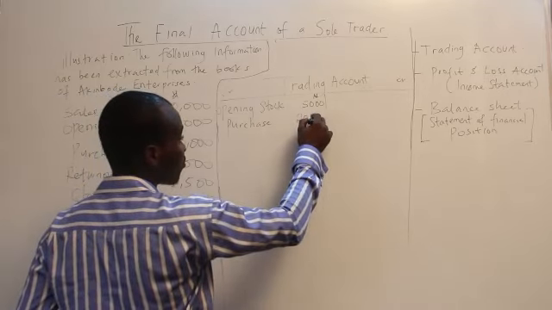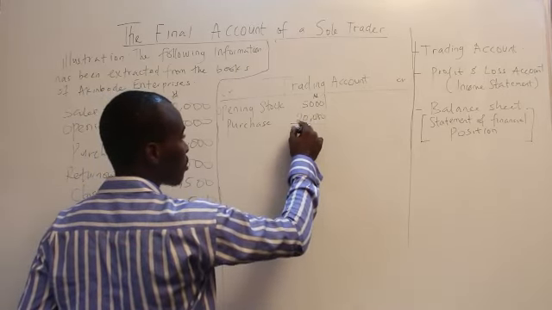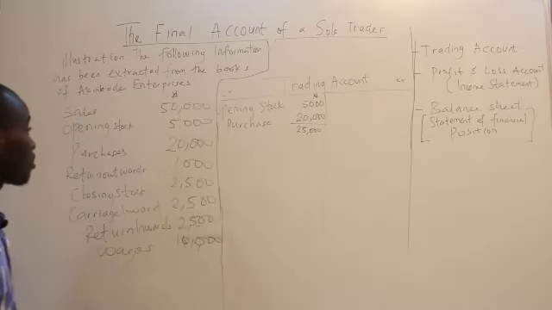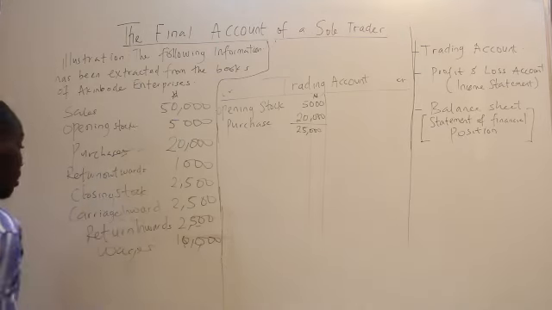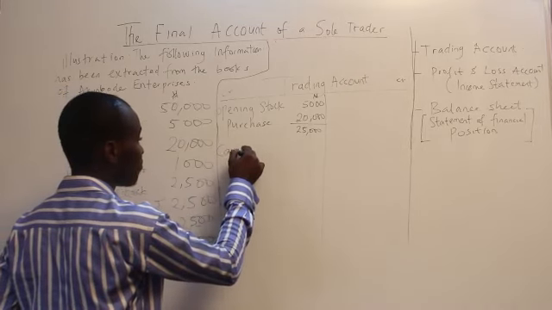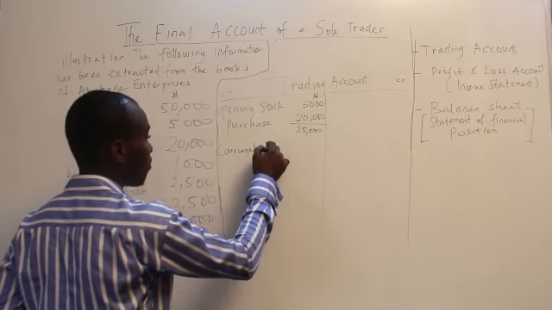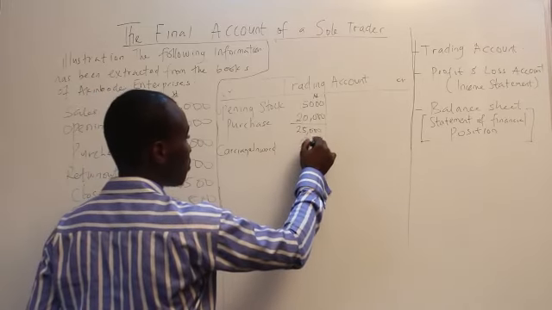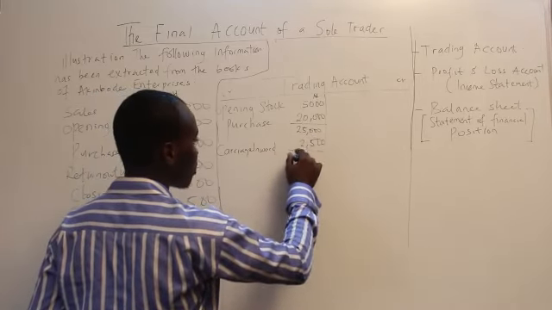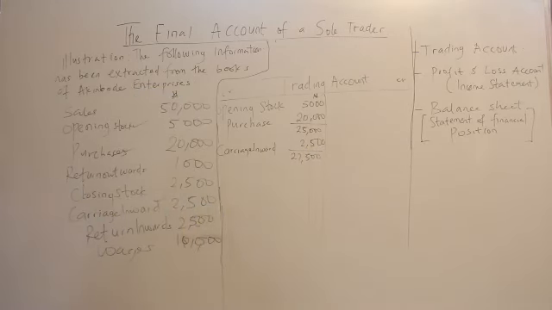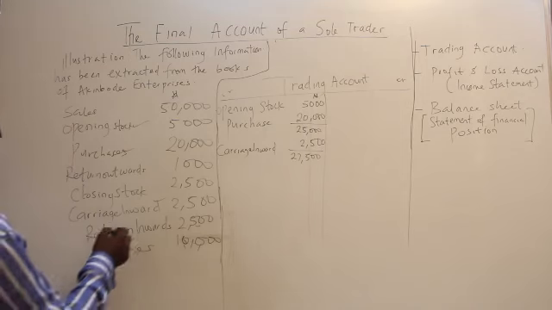So you can just take it straight up because there's not enough space, and just take it down. So we have carriage inward on this. Add carriage inward to it since we have the carriage inward. So we have 2,500. That gives us 27,500.